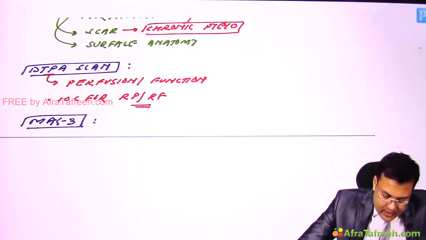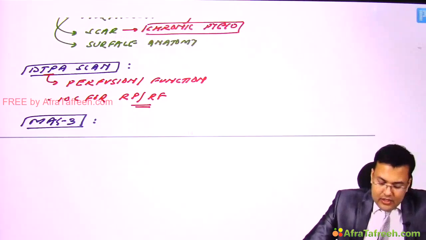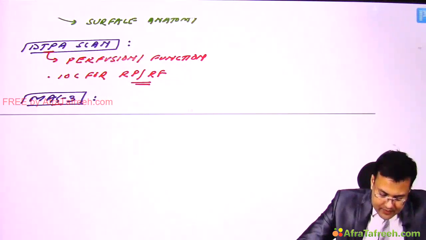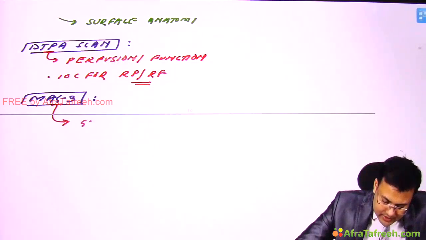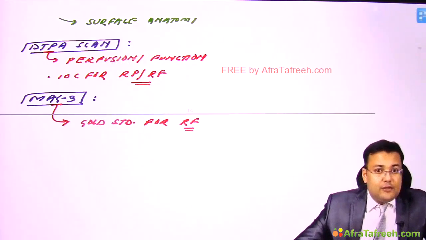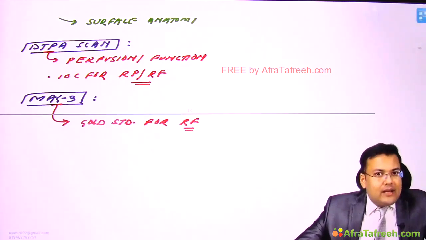MAG3. Now what is the full form of MAG3? Mercaptoacetylglycine. How to remember? See, G. And G means gold standard for renal function. Investigation of choice for diagnosis for renal function is DTPA scan, but the gold standard investigation is what? MAG3, mercaptoacetylglycine. So these are the battery of investigations which are done in patients who are having renal stones.